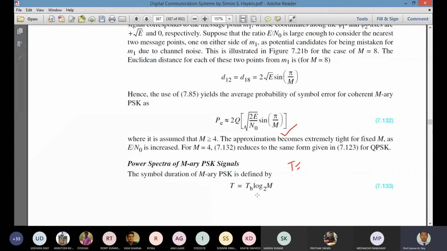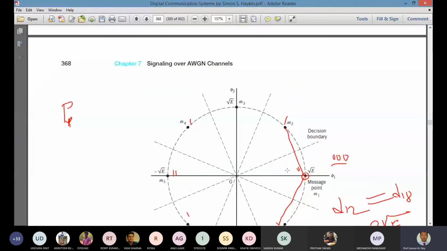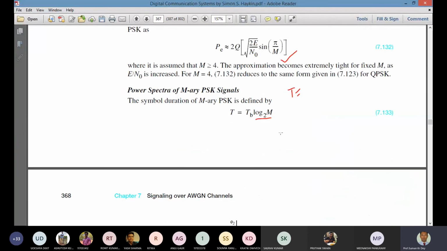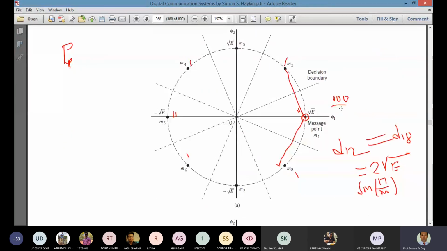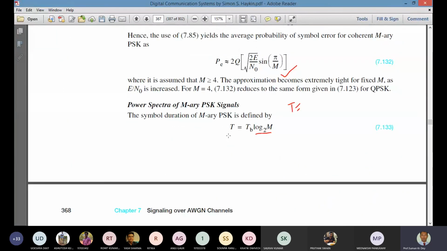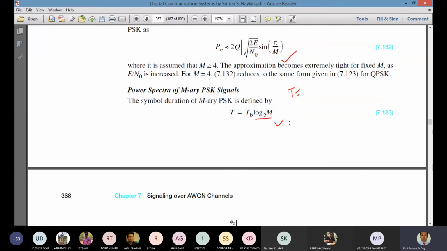When we consider in the figure M equal to 8, log 2 base 8 gives us 3. That's why we are representing 3 bits for a single message. So T is equal to TB times log 2 base 8. That is the total time duration for a symbol.